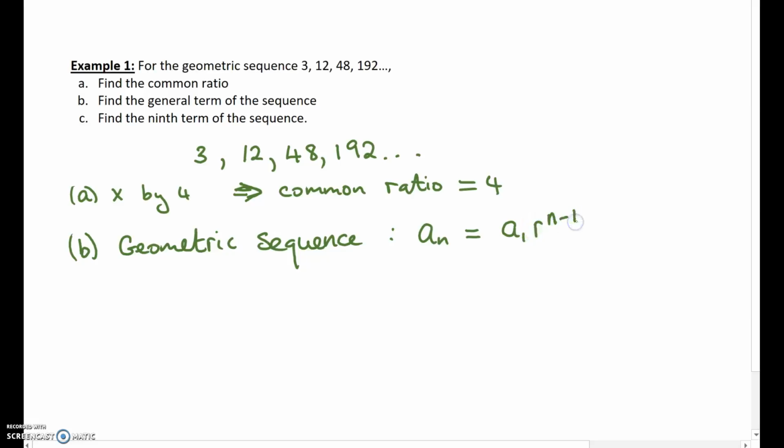Well, that would mean an is equal to a1, which is just the first term, which is 3. r is the common ratio, which is 4, times n minus 1. And that's it. We just leave it like that. You just fill in a1 and you fill in r. Okay, and that's that general term.